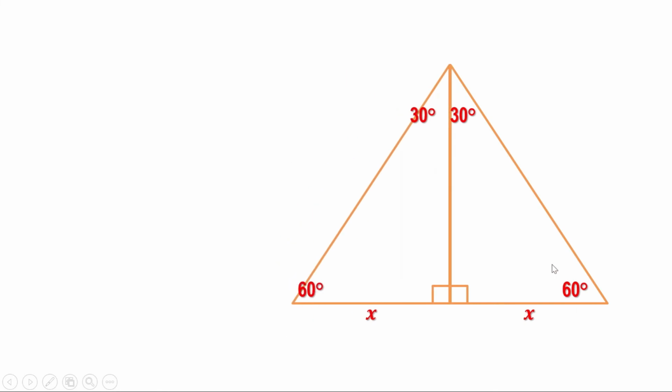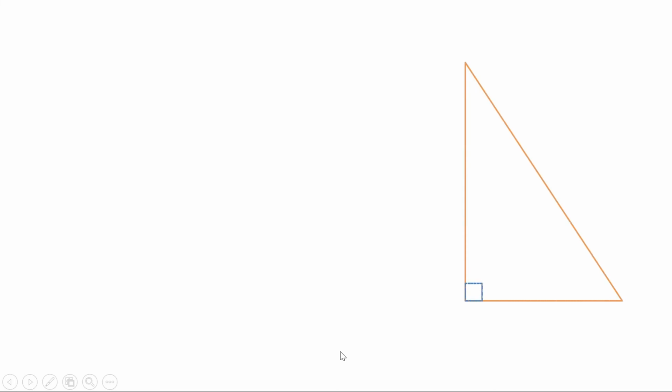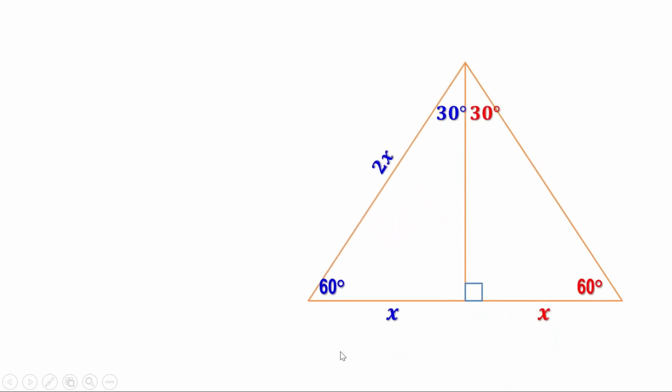We know it is an equilateral triangle. So all the three sides are equal. This side is x plus x or 2x. Therefore this is 2x and this side is also 2x. Now look at our original triangle. Base is x, hypotenuse is 2x. Let us find altitude now.